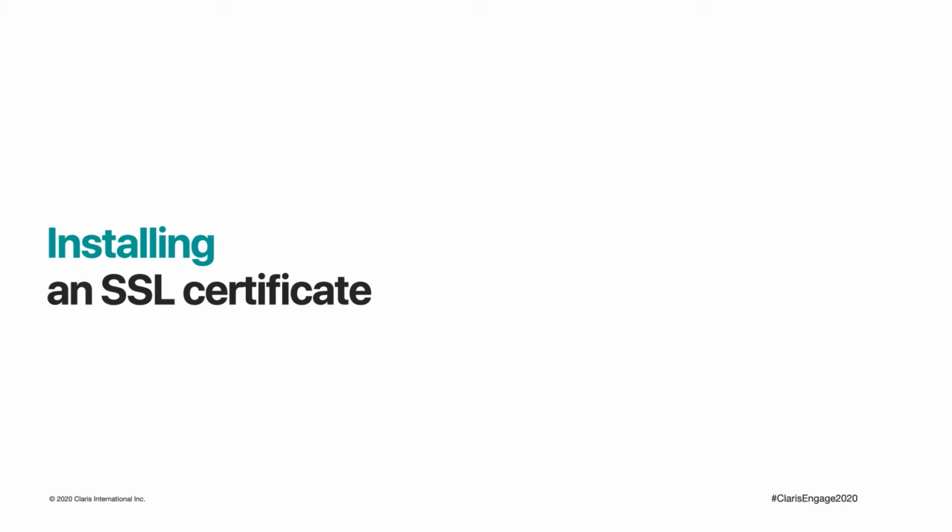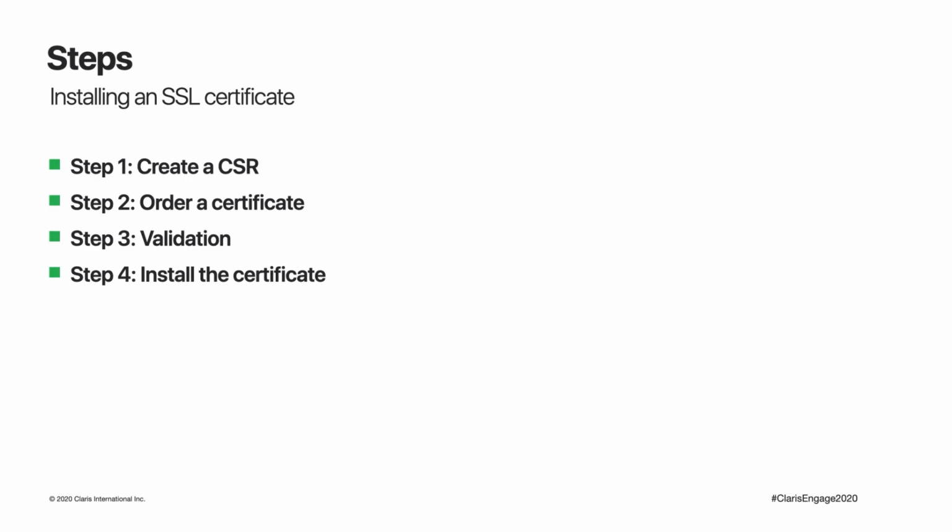Eric is prepared and can now start buying an SSL certificate and installing it on the FileMaker server. To do so, he needs to follow 4 simple steps. First step is create a CSR, certificate signing request. Then he has to order the certificate. Then he has to wait until the validation happens. Then he receives the SSL certificate and installs it on the FileMaker server.